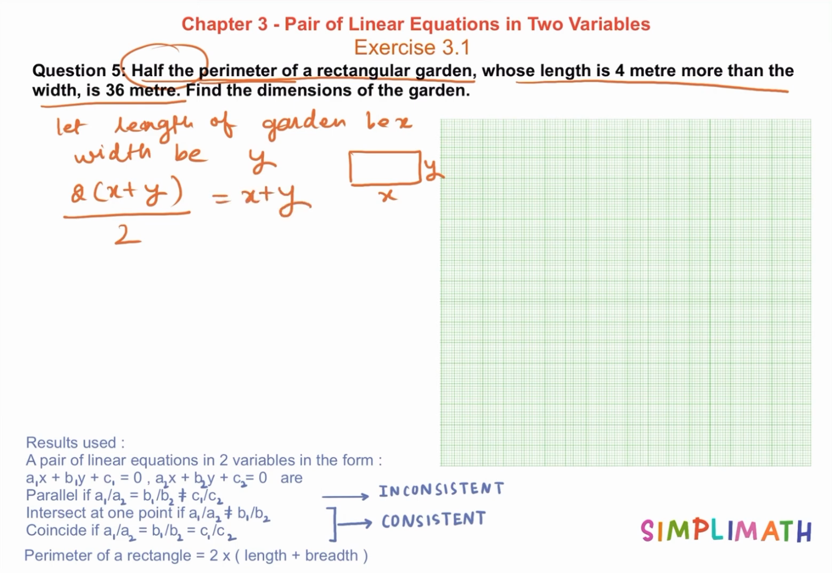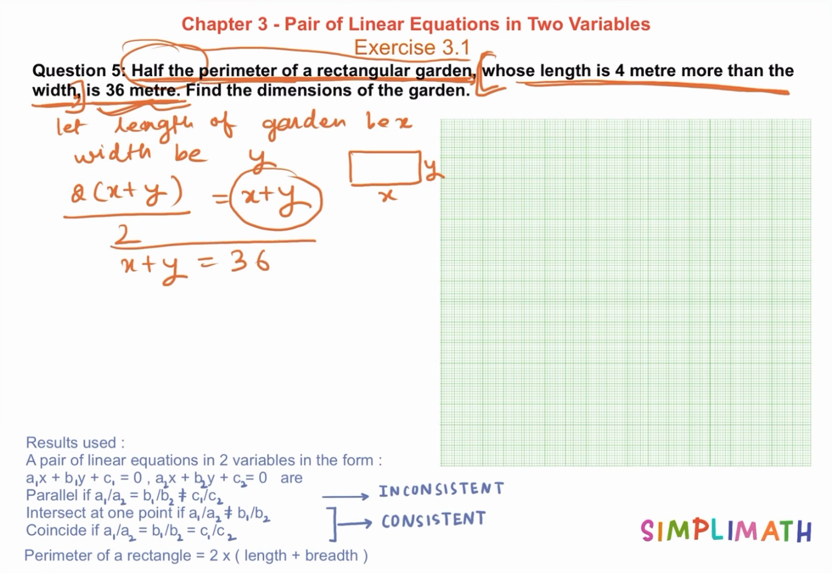Now we are given half the perimeter of the rectangular garden. Note that from here to here, this is separated by a comma. So this is a different word problem, and this is one. Half of the perimeter of the rectangular garden is 36 meter. Half of the perimeter of the rectangular garden is x plus y. So x plus y is 36 meter. So this is one equation, equation 1.